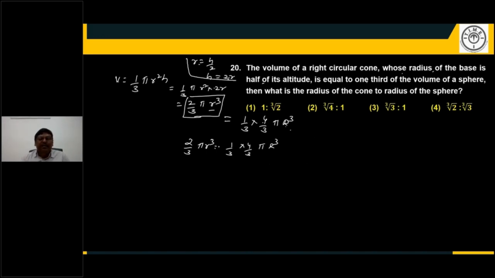Students, you can see they are equal. Pi gets cancelled, 1/3 gets cancelled. If I bring this side, r cube by R cube will be equal to 2/3. So r by R, students, you are finding the cube root. It will be cube root of 2 by cube root of 3.